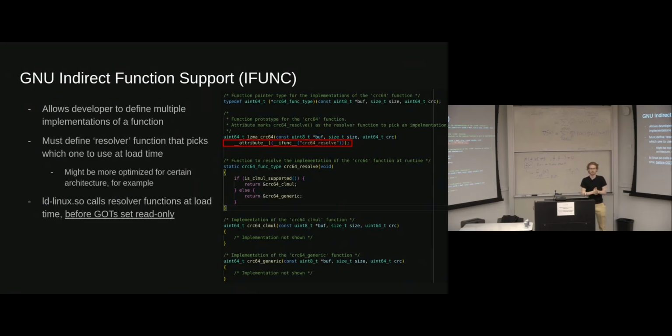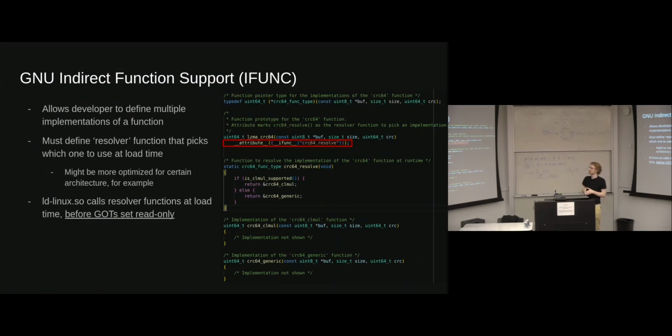So liblzma crc64 is just a regular function call, for example, within our library. But then we add that attribute there, and we say it has an ifunc resolver that is crc64 resolve. And that resolver function will choose, and this is perfectly legitimate, this is not malicious at all, it'll just choose, do I want to use the generic version, or do I want to use the version that takes advantage of this special acceleration? So this is all perfectly legitimate.